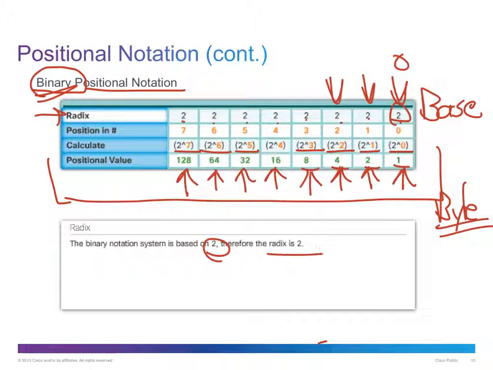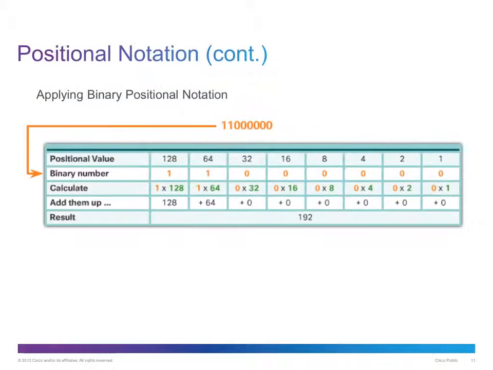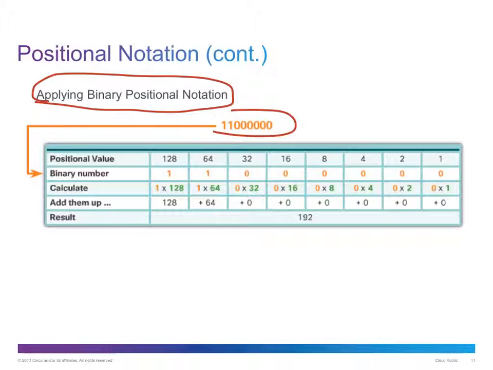Base 2, therefore the radix is 2, whereas in base 10 it was 10. So if we want to apply this, we have 1, 1, and then all the rest are zeros. So we have one group of 128, and we have one group of 64. If we add them together, we get 192.